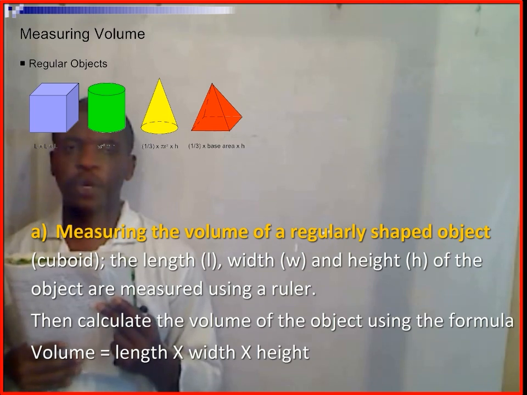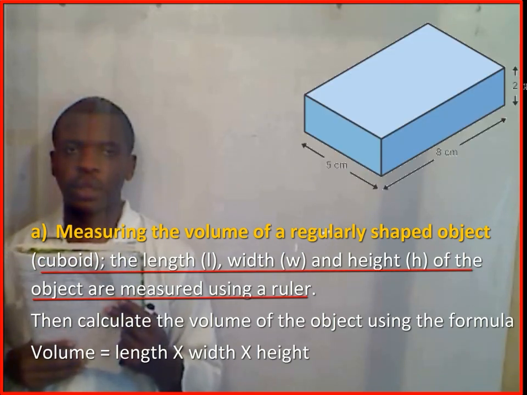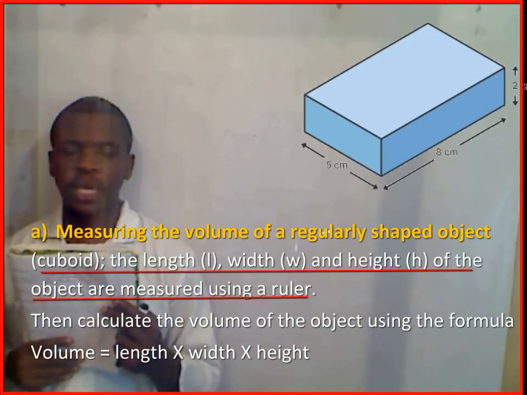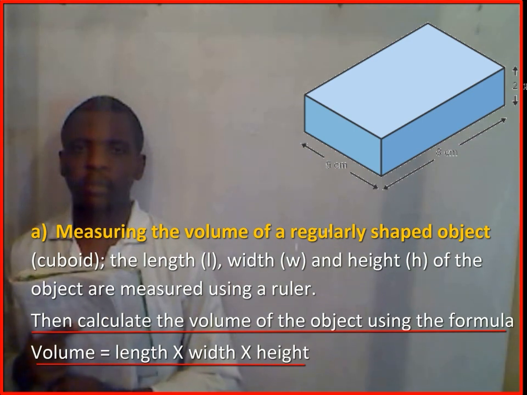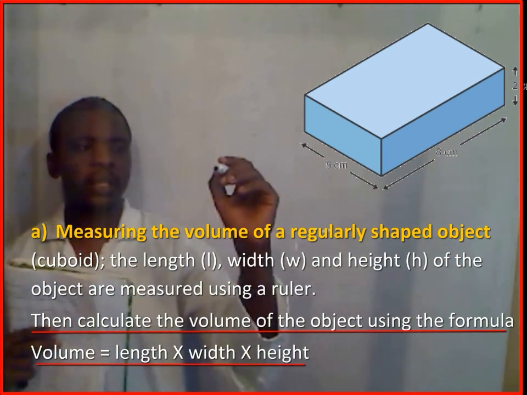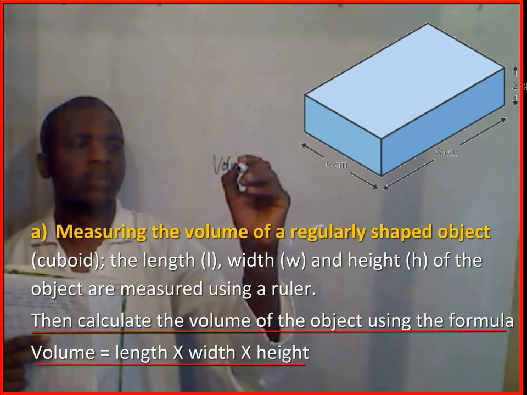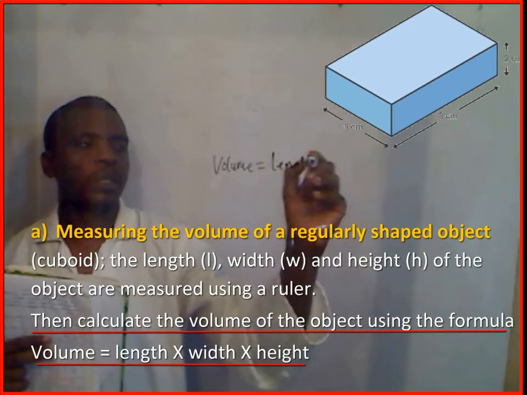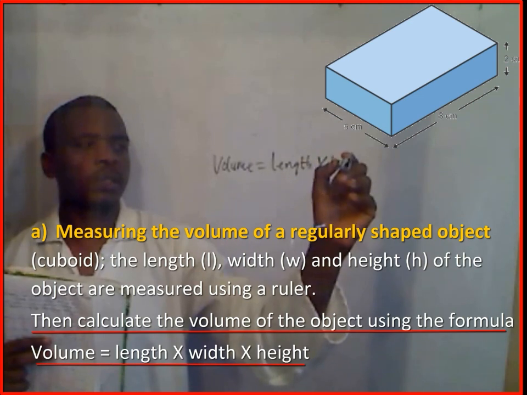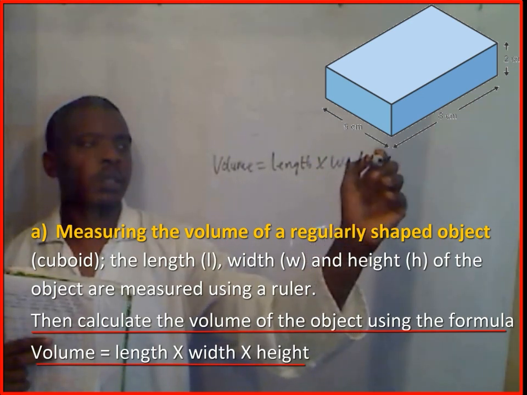Measuring the volume of a regular shaped object. The length, width, and height are measured using a ruler. We then calculate the volume of the object using the formula volume is equal to length times width times height.